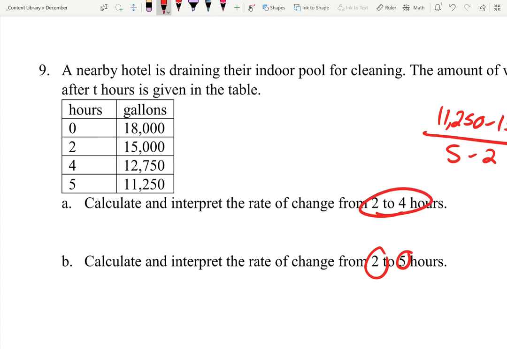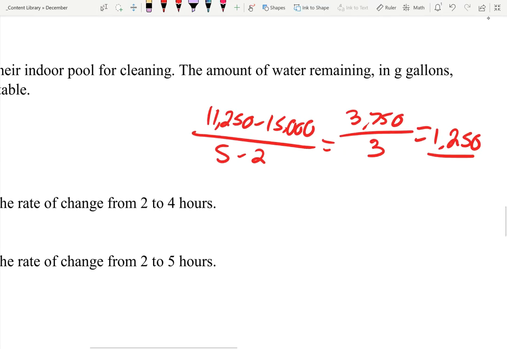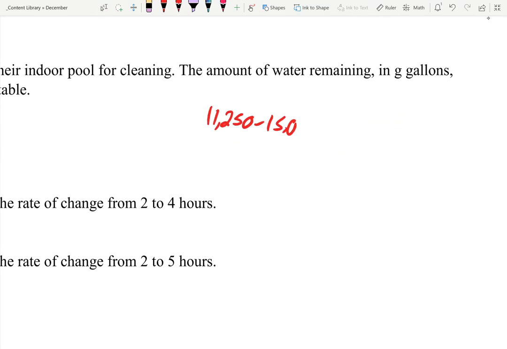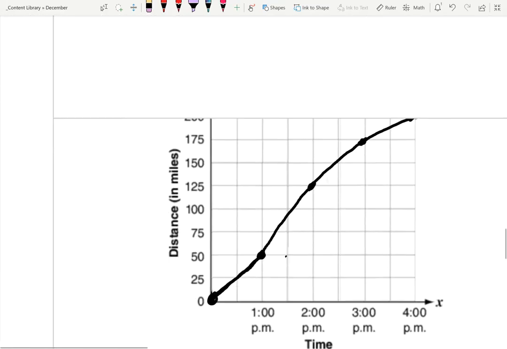If it was 2 and 4 hours, then it's only these 2 points. So please, please, please don't do more work than you have to. Just do the ones you need, okay? Let's keep going. All right.